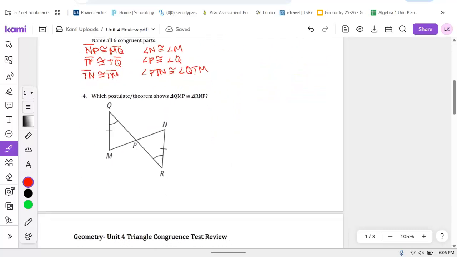Number 4 says which postulate or theorem shows that triangle QMP is congruent to triangle RNP. So again, I have a side and I have an angle. I know again that this is congruent by vertical angles. So then I have angle, angle, side. So it's congruent by angle, angle, side, or AAS.